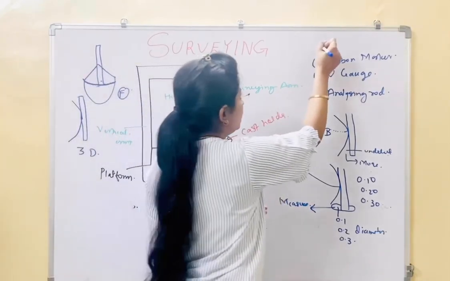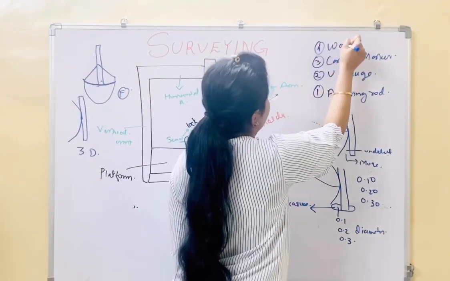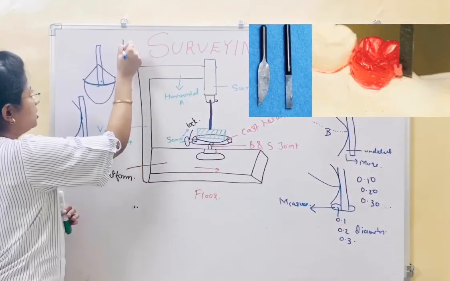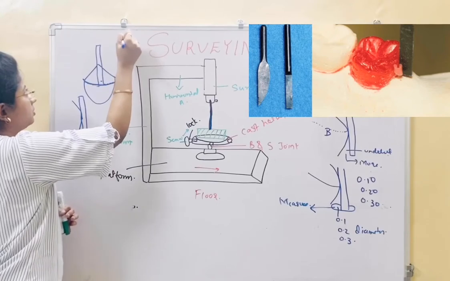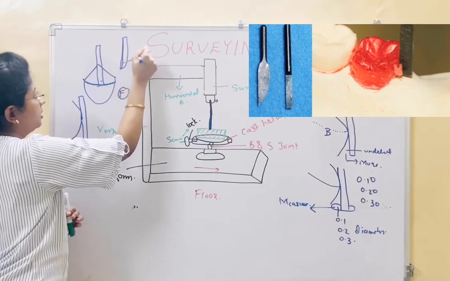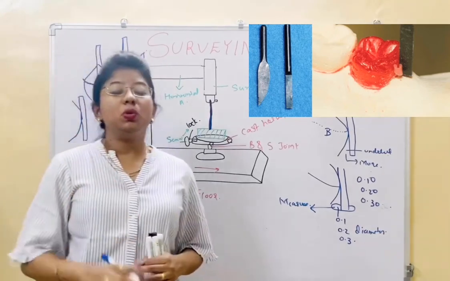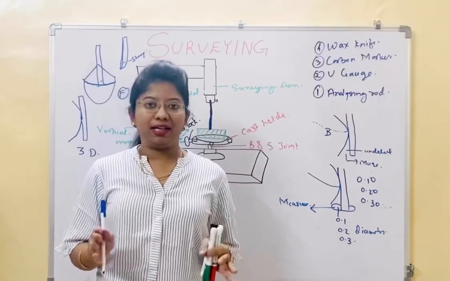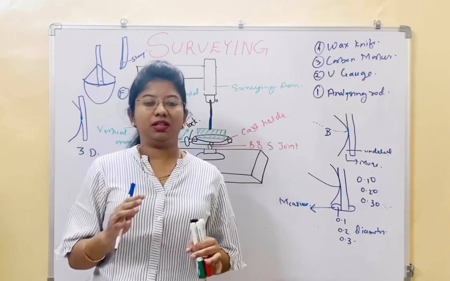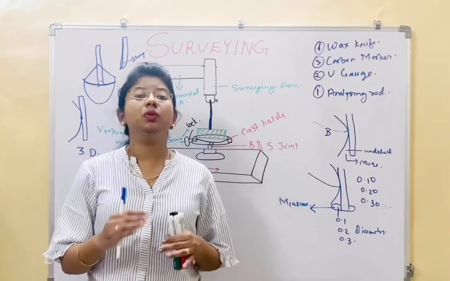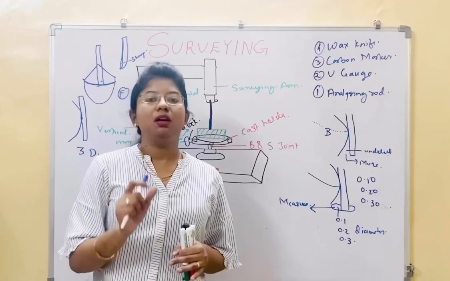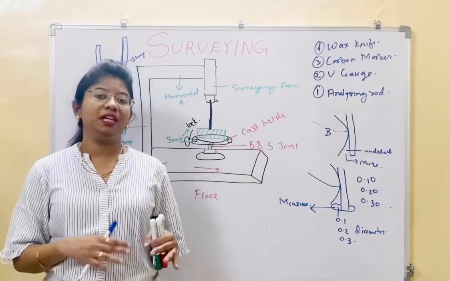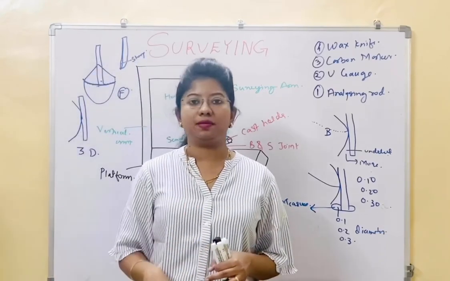Then there is the fourth thing, that is the wax knife. Basically, a wax knife is a sharp tool like this. So there is sharpness here, and it is used for carving. Like after making a pattern, you need to carve some area, or there is some area on the cast which you need to reduce, like a bony protuberance or something. For carving that area, the wax knife is used. Okay, so there are mainly 4 tools of the surveyor.